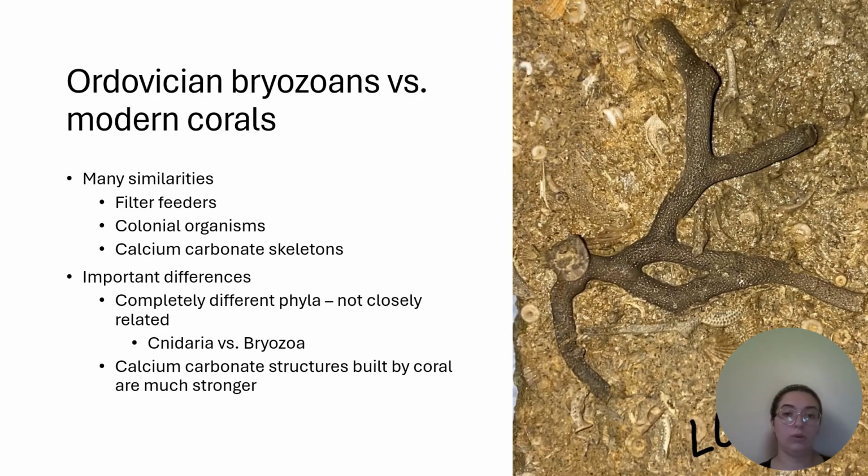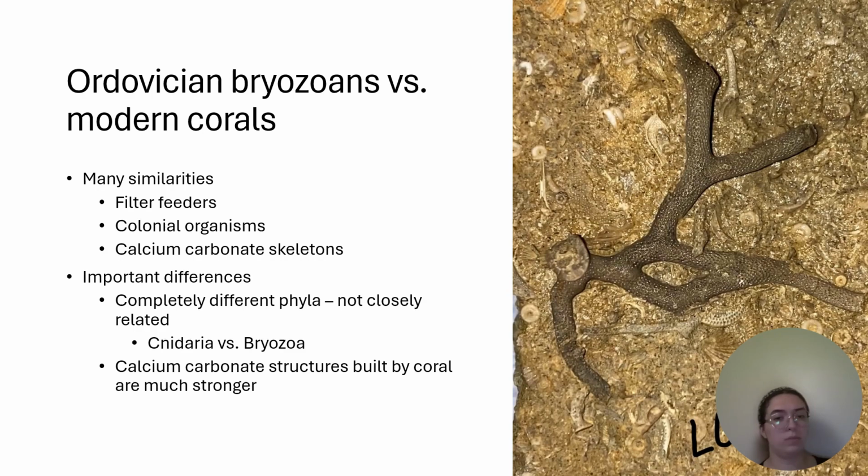Okay, so Ordovician bryozoans versus modern corals. So the earliest bryozoans appeared in the early Ordovician around 480 million years ago. Corals appeared as solitary forms in the fossil record starting around 400 million years ago. They evolved into modern reef-building forms, or the corals that we know today, over the last 25 million years.